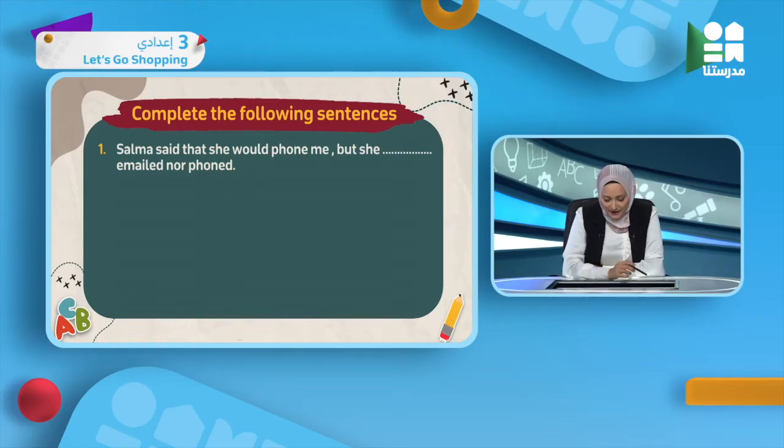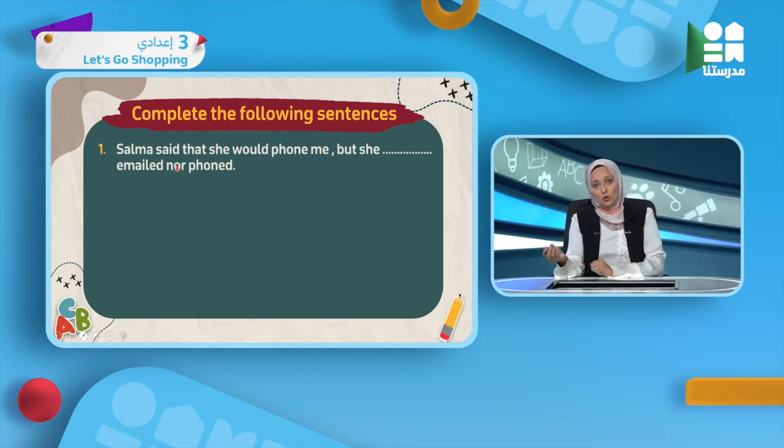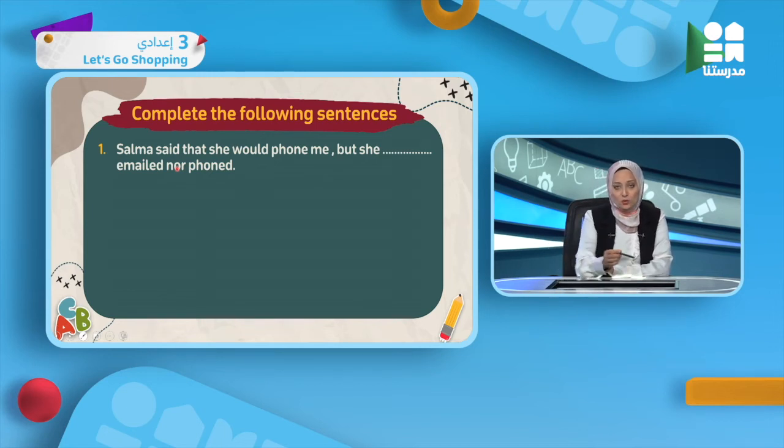Salma said that she would phone me, but she neither emailed nor phoned. Do you remember? When I have nor, then I say neither emailed nor phoned. Because I have nor, the one used with it is neither.